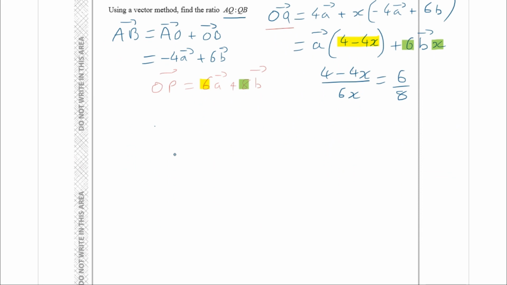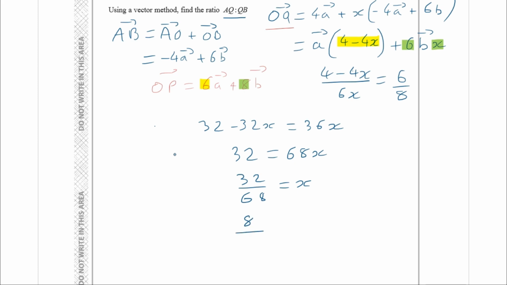As we move the 8 to this side, we get 32 minus 32x equals 36x. And I can say here that 32 is equal to 68x, which would bring us to x being 32 over 68. So 32 over 68 is equal to x. And dividing the top and the bottom by 4, we will get 8 over 17 is equal to x.